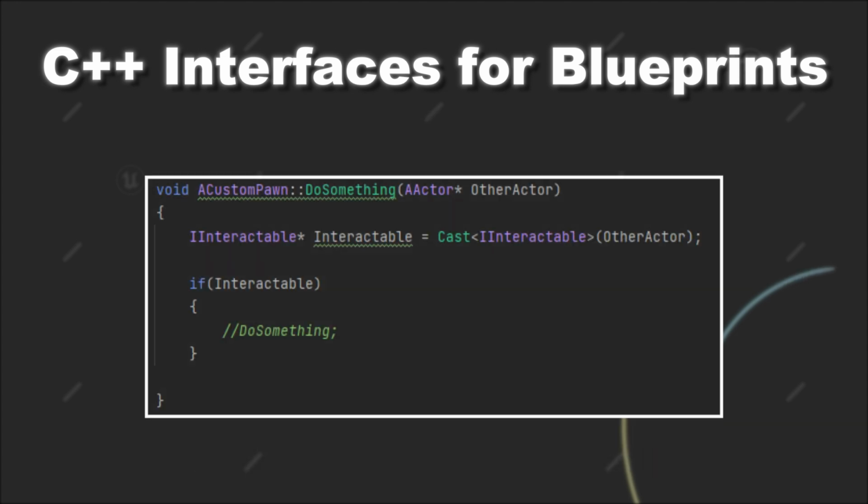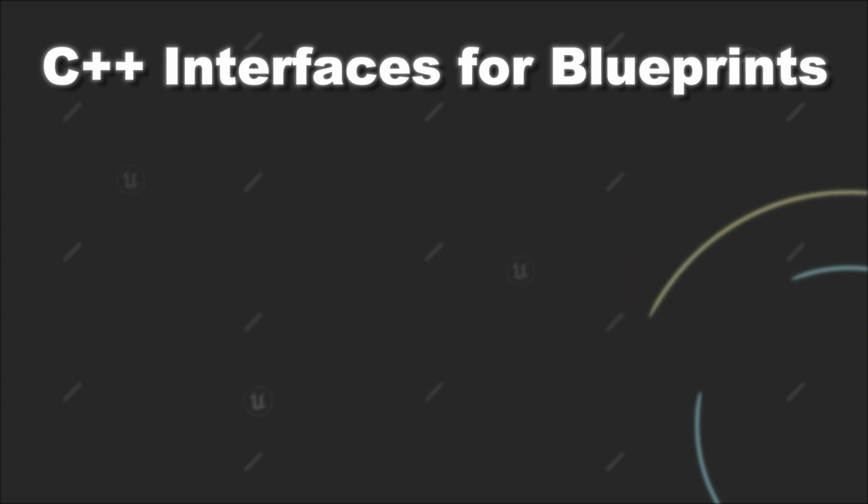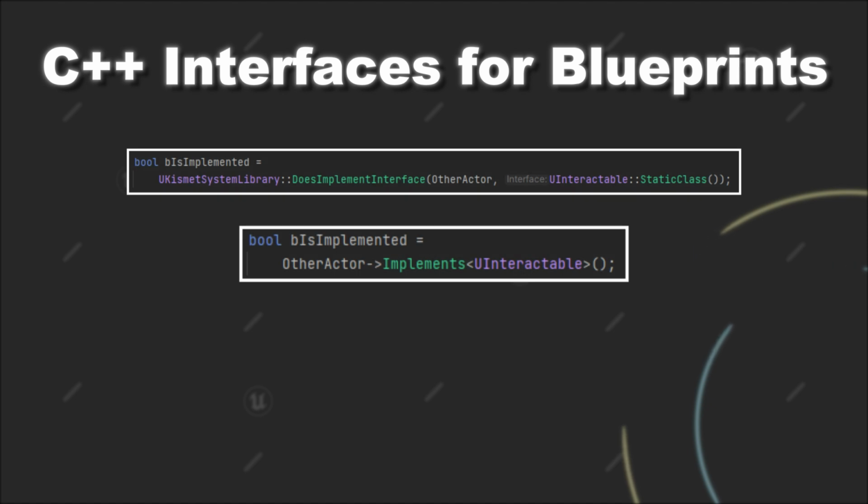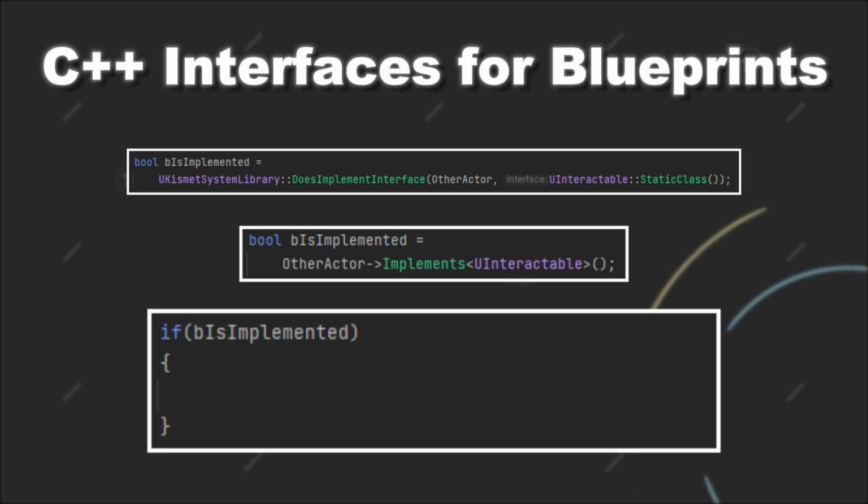Lastly, as mentioned in my last video, the cast function in C++ will not work for objects where you have implemented the interface on blueprint level. If you encounter this case, you can first use one of these options to check if your object implements the interface. Both options work for objects that implement the interface in C++, but also for the ones that implement it on blueprint level. So, if this check succeeds, then you know your object implements the interface and you can call your interface function like this.